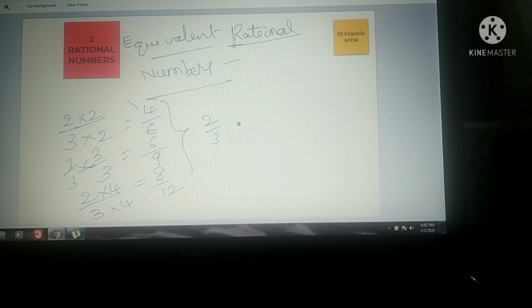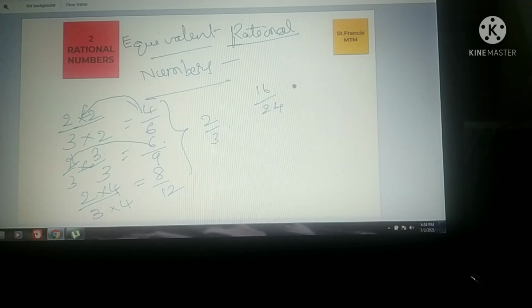So you have to use a non-zero number. Whatever you do in the numerator part, you have to do the same thing in the denominator. Suppose you are multiplying with 2 in the numerator, you have to multiply with the same number 2 in the denominator. That time only, whatever fraction you get is an equivalent fraction of the beginning number. So this is an equivalent fraction of this one. Suppose here I am multiplying with 3 in the numerator, so I must multiply in the denominator also with 3. Whatever fraction you get here, 6 by 9, that rational number is equal to this one only, your basic rational number.